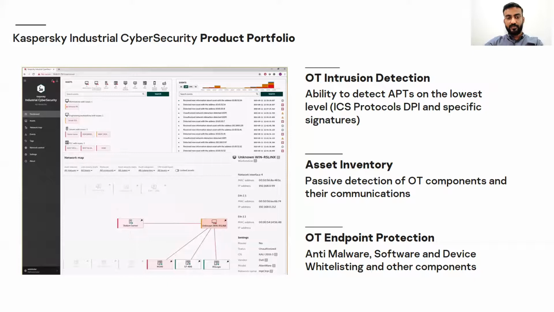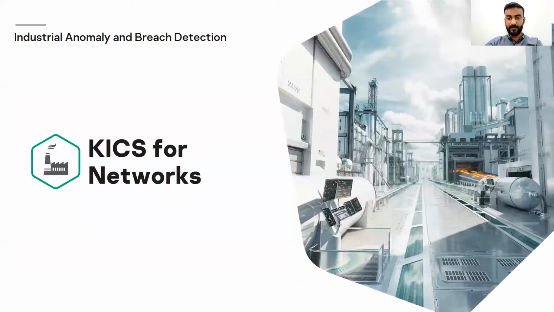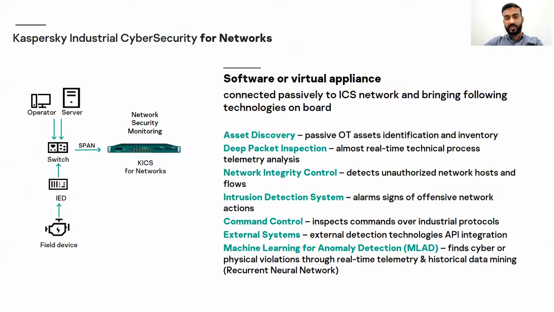So choosing security software for such systems is a very crucial component. This is where Kaspersky KICS for Nodes comes into the picture. KICS for Networks, like I said earlier, sits passively in the network, simply discovering the assets and mapping them out in the form of a nice virtual map.